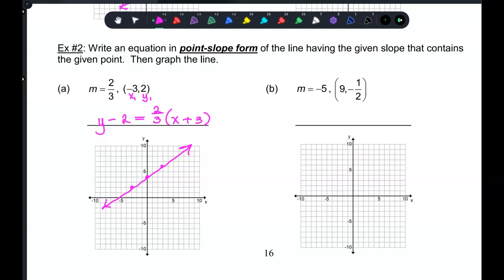This is going to be y minus negative 1/2. So that becomes y plus 1/2 equals m. So that's negative 5. And then what do we put in parentheses? x minus 9. So again, point slope form. We're just plugging in the point, plugging in slope. Okay, let's start with the point, 9, negative 1/2.